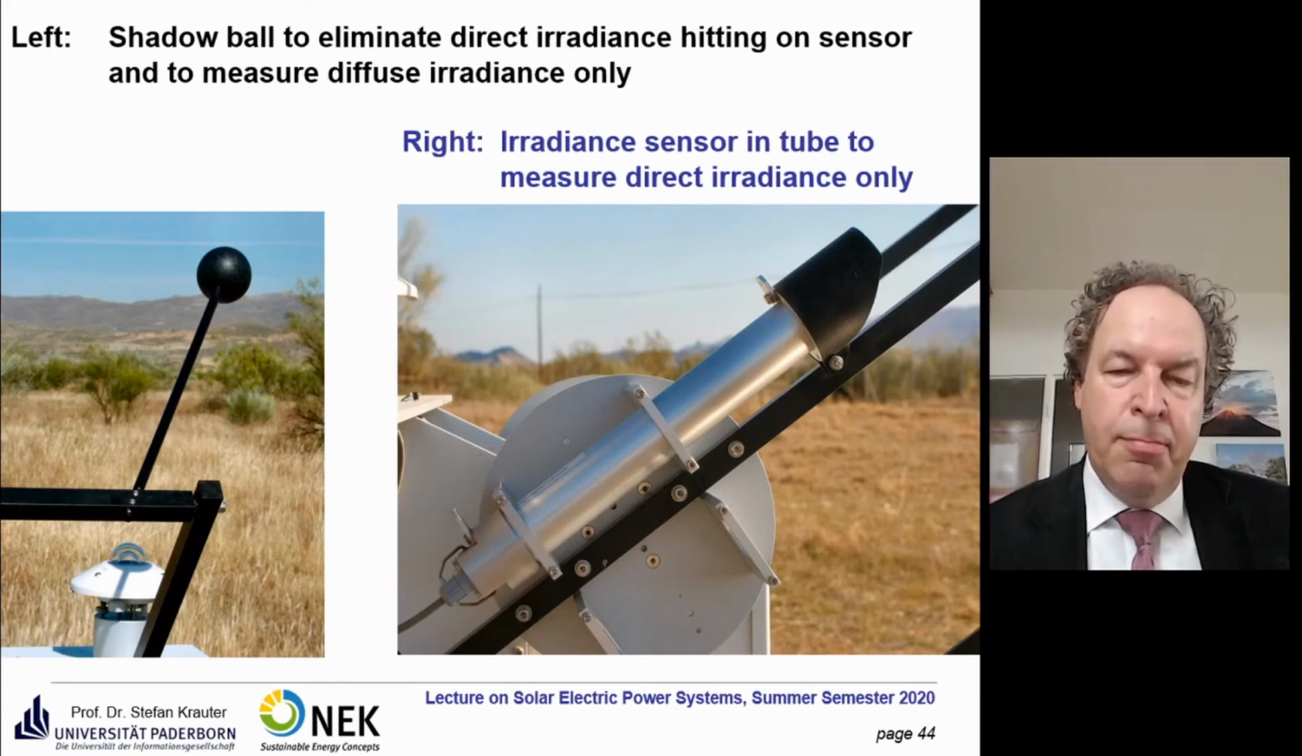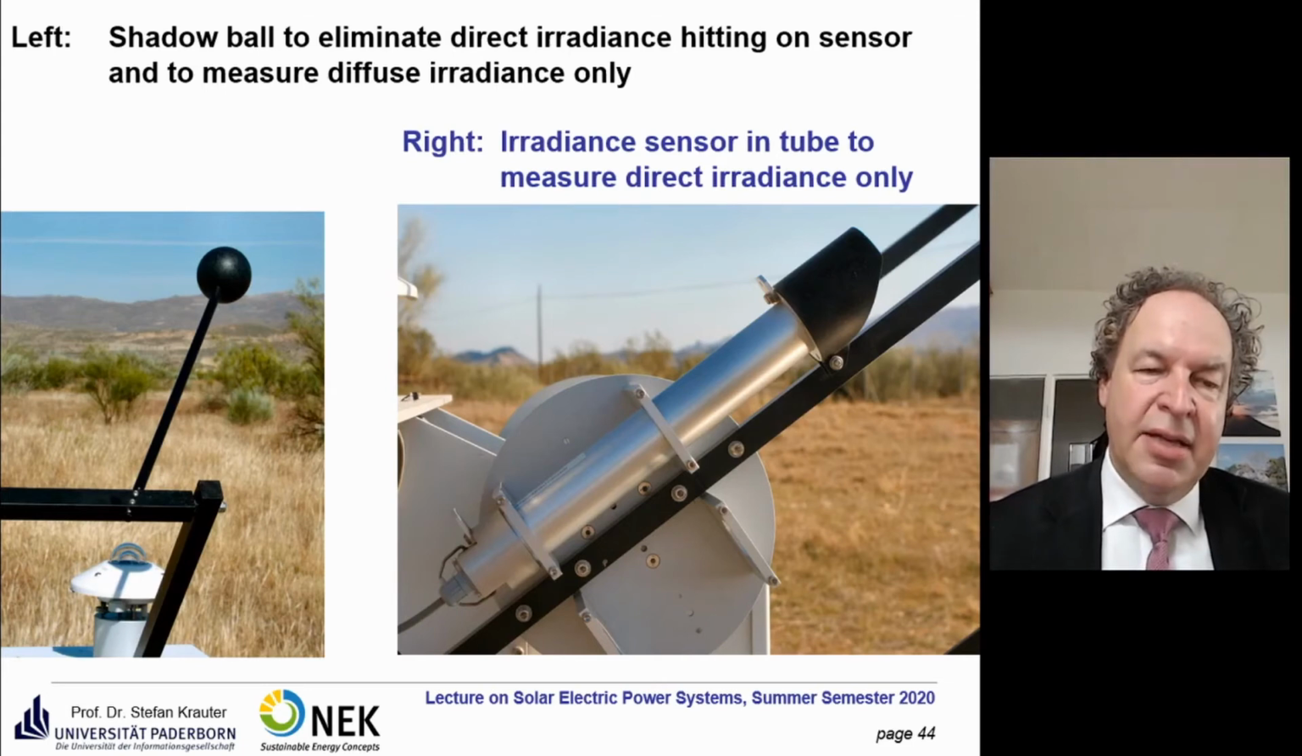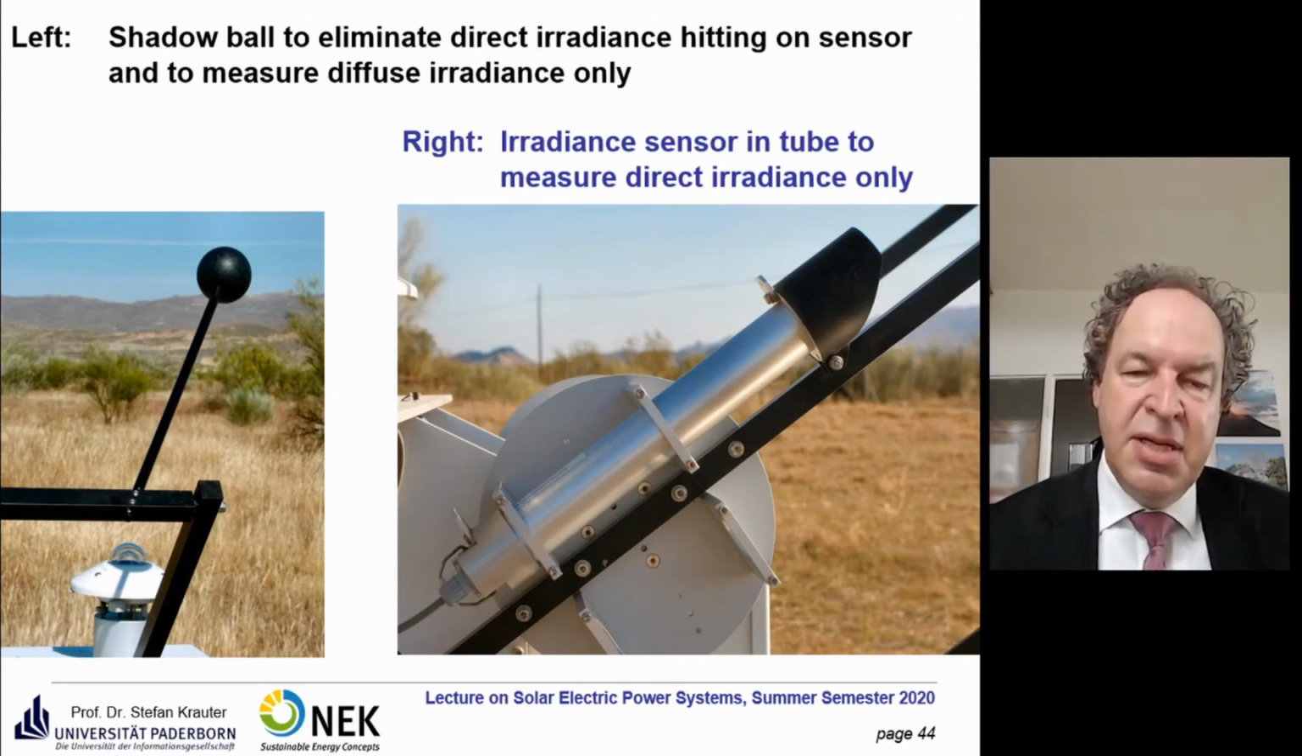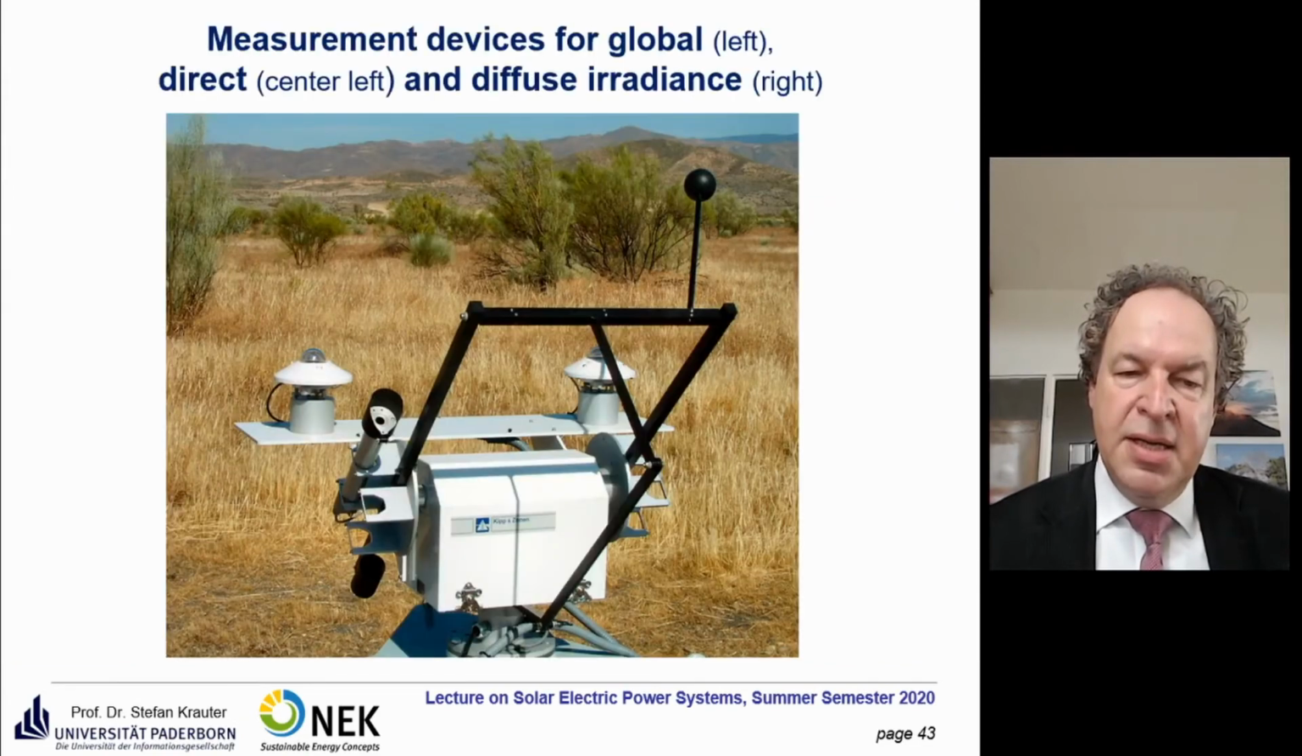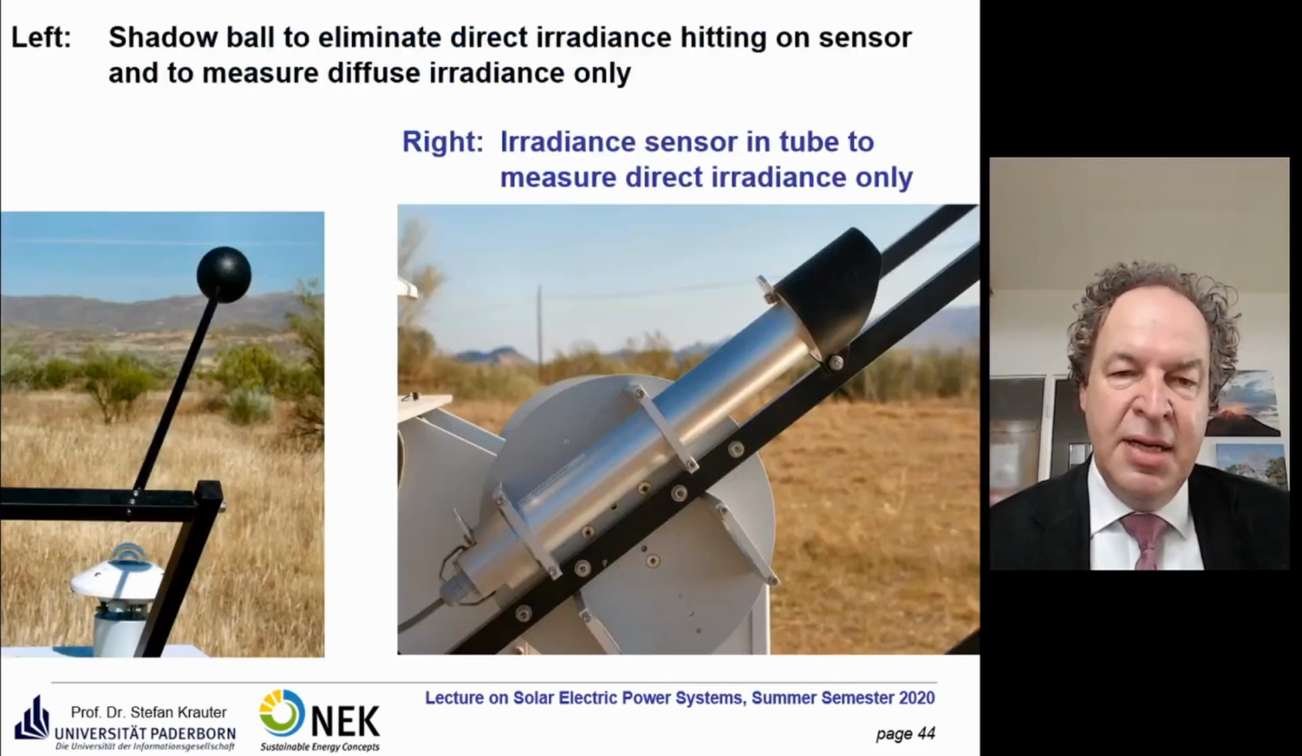You have to, because the opening angle is only 1 degree, so you have to track it with an accuracy much higher than 1 degree. So such a device is a little bit expensive. If you go back here, such a device costs about in the vicinity of 20,000 euros to have this differentiation. Nowadays, there are different concepts with some integrated shadow ball and a lot of silicon sensors which compute the diffuse and the direct part, but we come to that a little bit later.